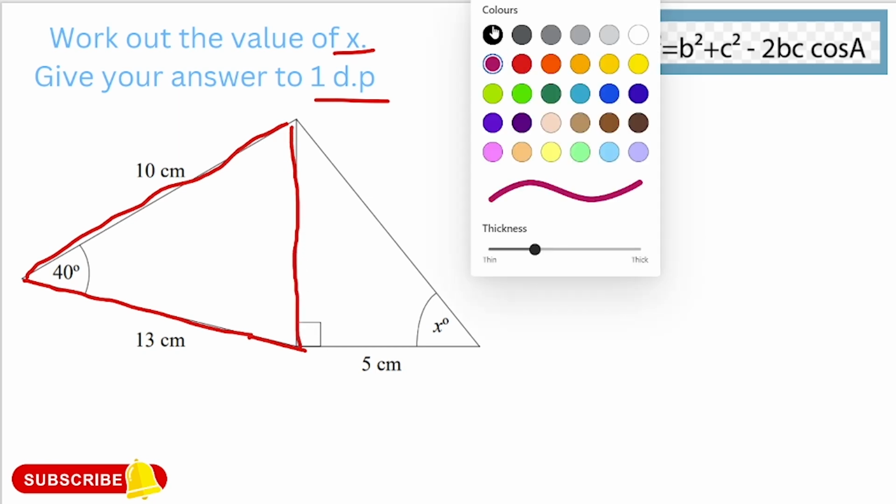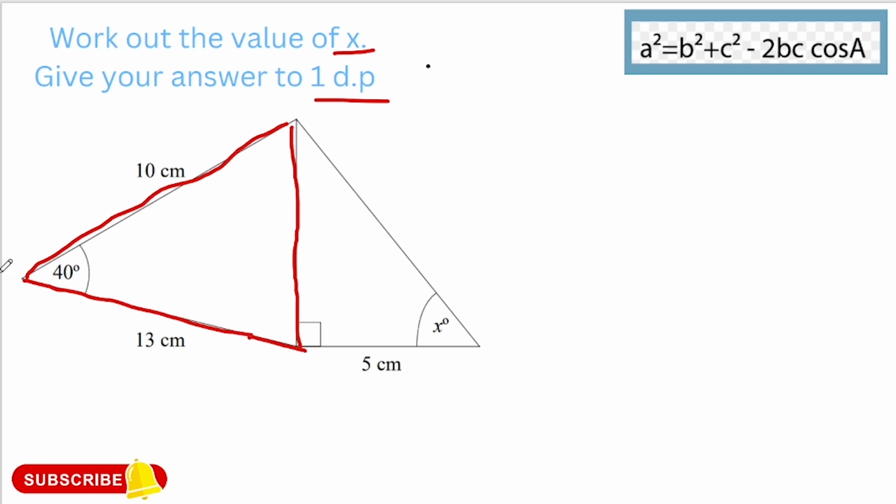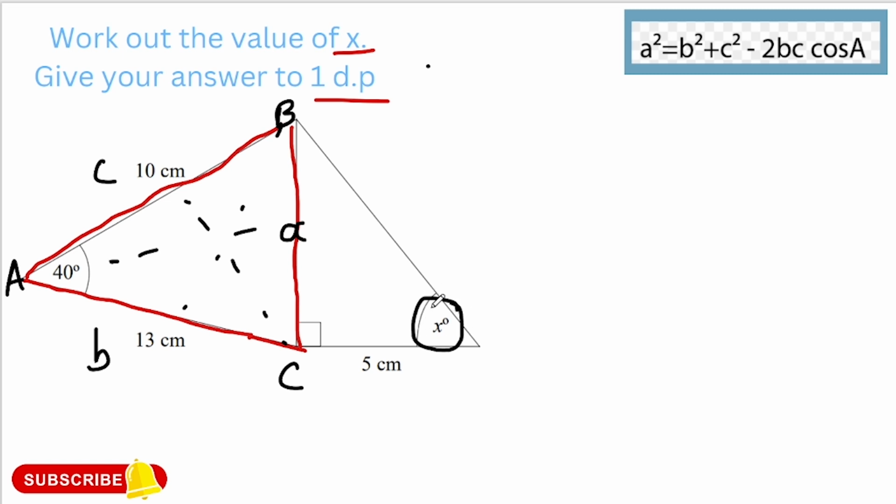Now, the first thing I'm going to do is label it. So I'm going to call this A, call this B, and I'm going to call this C. That means this is lowercase a, this is lowercase c, this is lowercase b. The first thing I'm going to do is work out the length of a, because once I can work out the length of a, I have 2 missing sides and I can work out the length of x by using trigonometry. So the first thing I'm going to do is substitute.